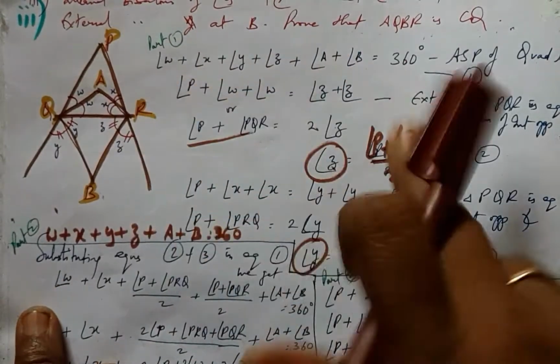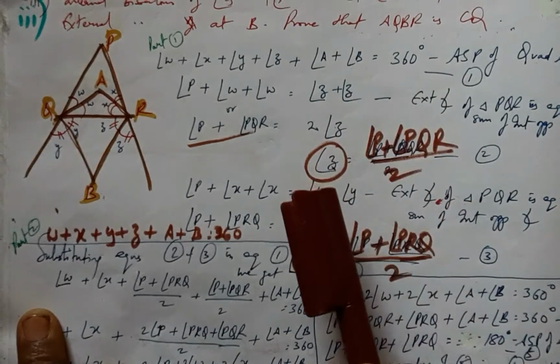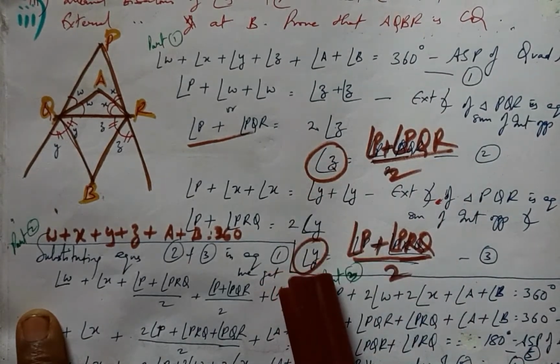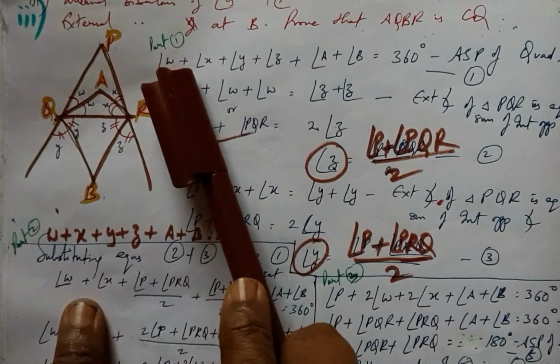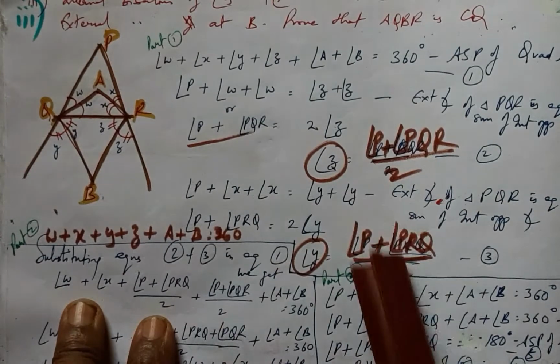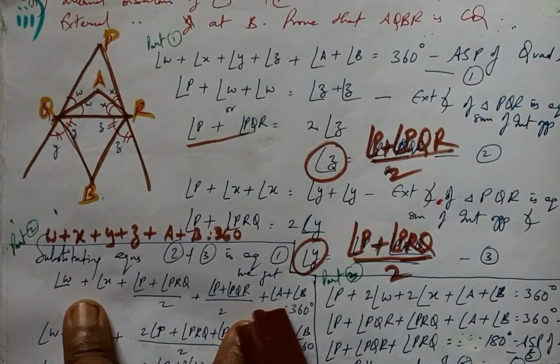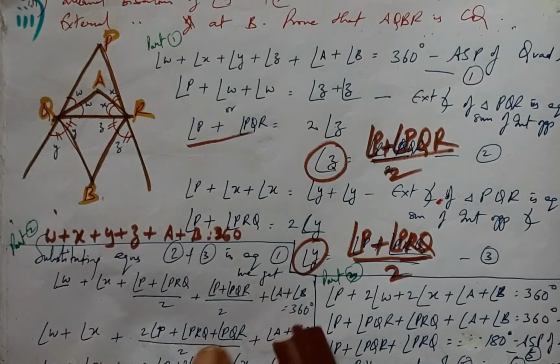My equation 1 is the declaration of the angle sum property of the quadrilateral, and placing the values of Z and Y into this equation, I have W and X and Y and Z being replaced by these two big things, and the A and B are retained. I have this whole thing equal to 360.